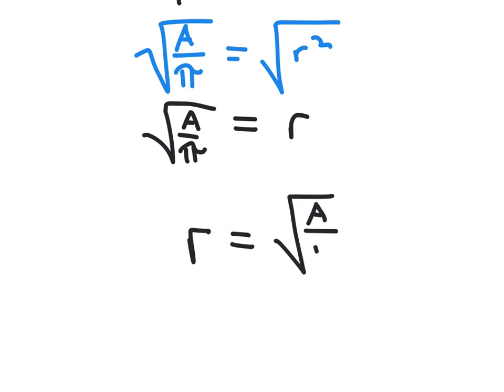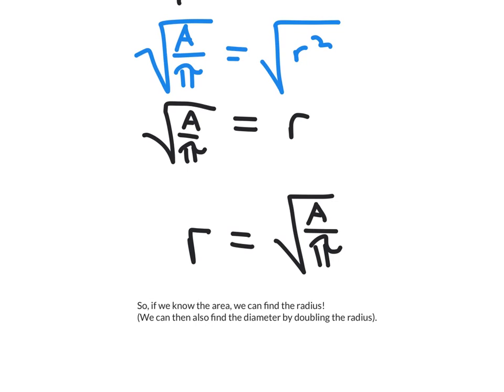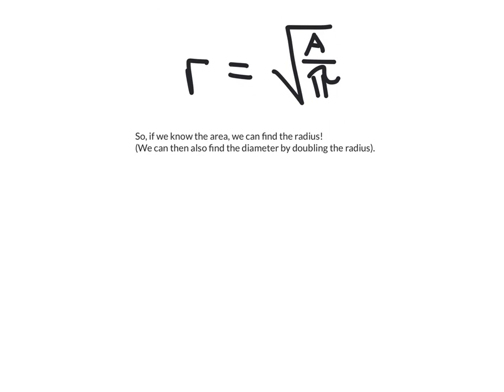So we can see that if we know A, we can find the radius, which also means that we could find the diameter if we wanted to by then doubling the radius. So it would just be one extra step afterwards. So here we see, if we know the area, we can find the radius, which means we could also find the diameter, which is something that we're pretty happy about.